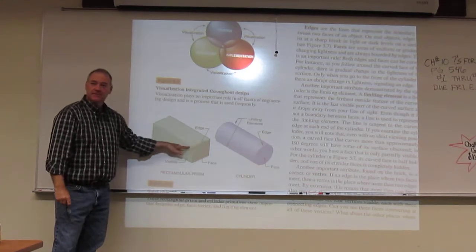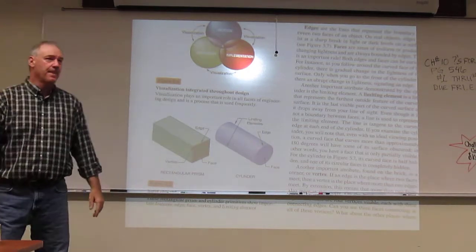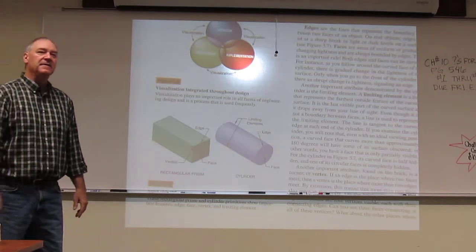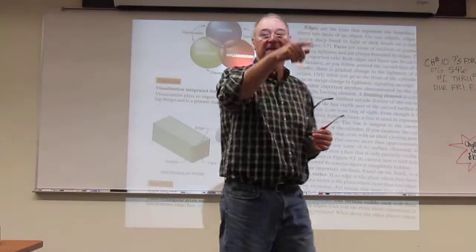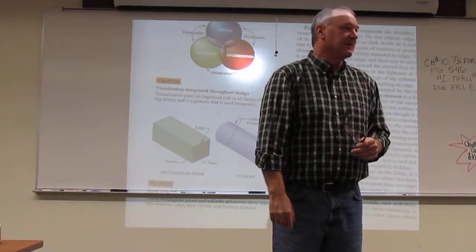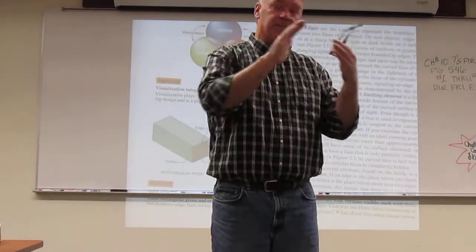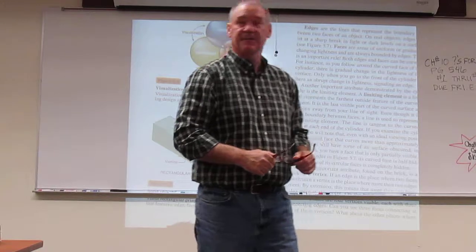An edge? Anybody think of a definition of an edge? Where two planes meet? Yeah. Wherever two planes meet, you will always have an edge, and there will be a line there describing that intersection. So whenever you see a line on a two-dimensional view, you know that the plane changes direction in some form or fashion. You have two planes meeting.